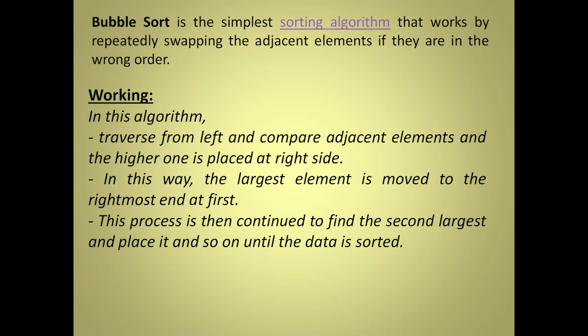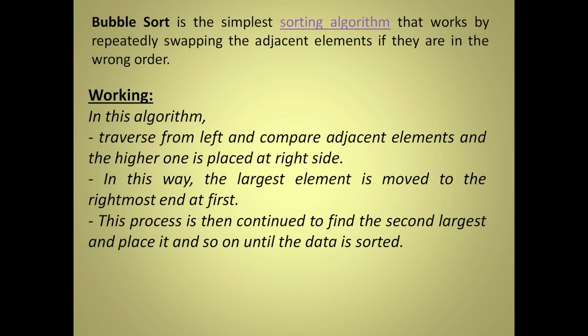First of all, what is bubble sort? Bubble sort is a simple sorting algorithm that works by repeatedly swapping the adjacent elements if they are in the wrong order. Usually bubble sort can be done from greater to smaller or from smaller to bigger. You can arrange the numbers either in ascending order or in descending order. I have given the working, you can go through it here.